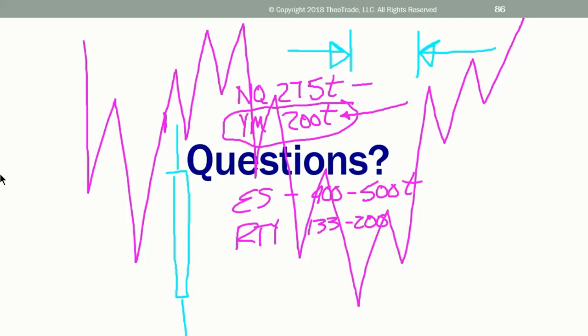What's the longest I've stayed in the trade? Maybe an hour.